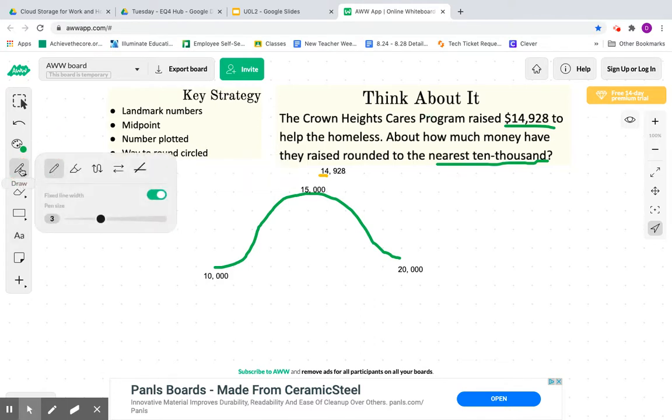Now I'm going to plot the number that I'm working with, and that's going to be a little to the left, 14,928. And then the last thing I want to do is decide which way I'm going to round. It only says circled here, but we could square it, right? Whatever helps you identify it. And this number is closer to 10,000. So that means we're going to round to 10,000. So if I needed to type my answer in, about how much money have they raised rounded to the nearest 10,000, well, the answer is 10,000.